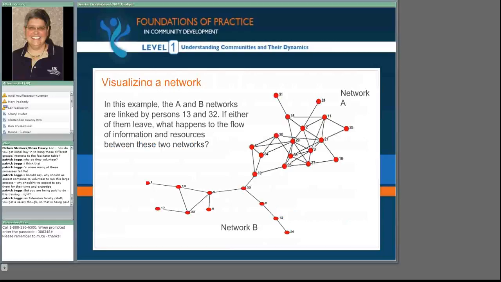And so in this particular example, this is the A network up here, and this is the B network, and they are linked together by persons 13 and 32. So what happens if either one of them leaves or gets sick? How would these two social networks stay in touch with each other? How would they know what's going on in the other location? How could they avoid having conflict around an issue without those key people connecting them?